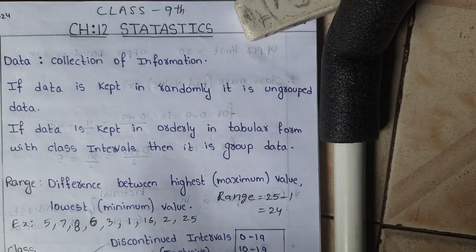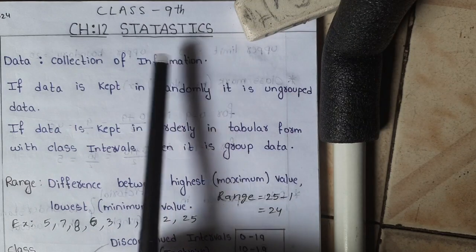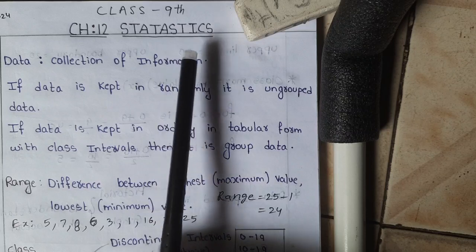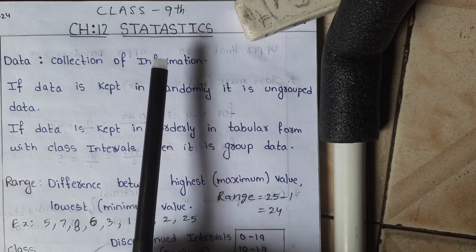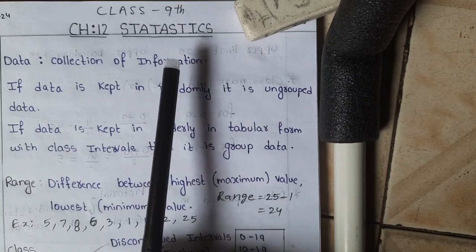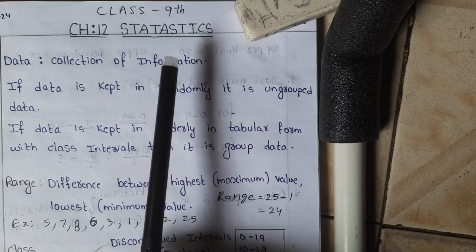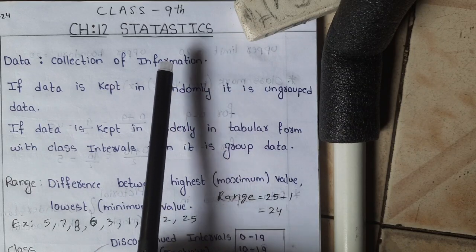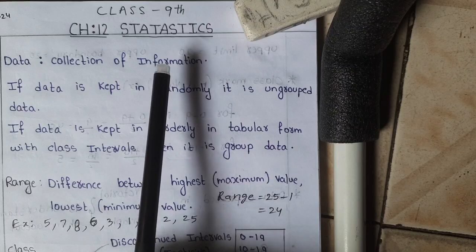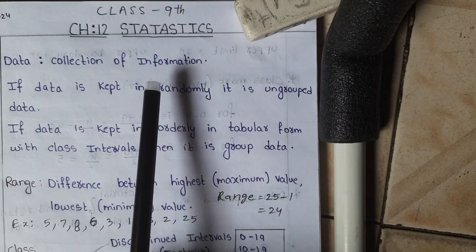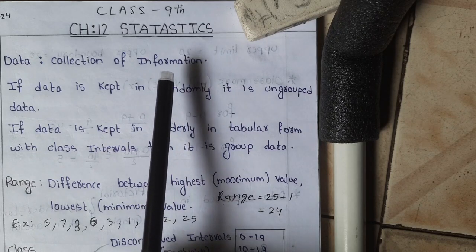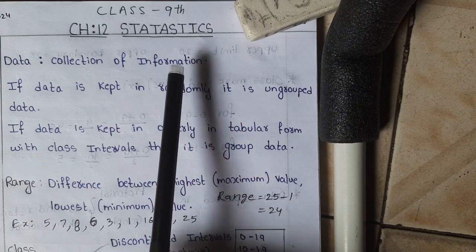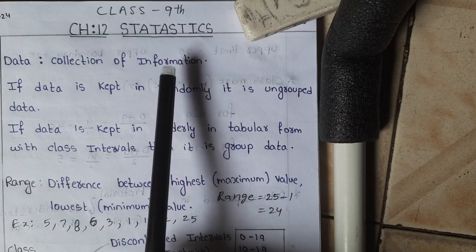My dear children, today we are going to discuss class 9th chapter 12, statistics, important points. Here, the word statistics is derived from the Greek word status. In olden days it was used in kingdoms to measure the army, area of land, people, number of children, how many people were there in the concerned kingdom. Statistics is very important.